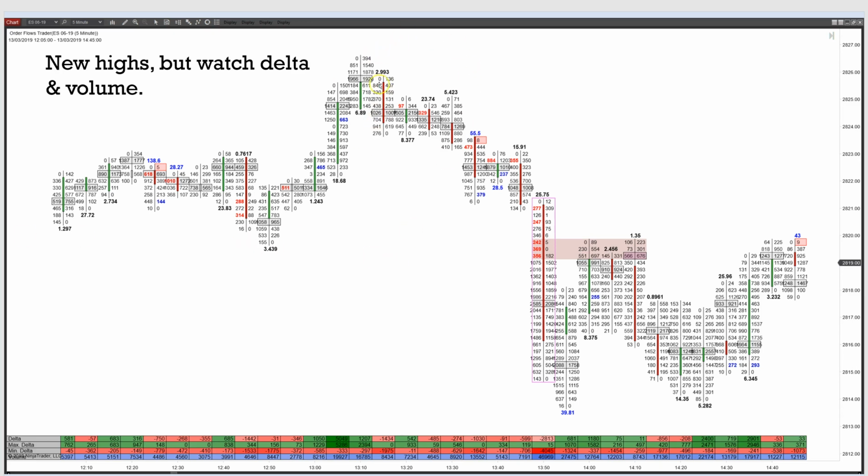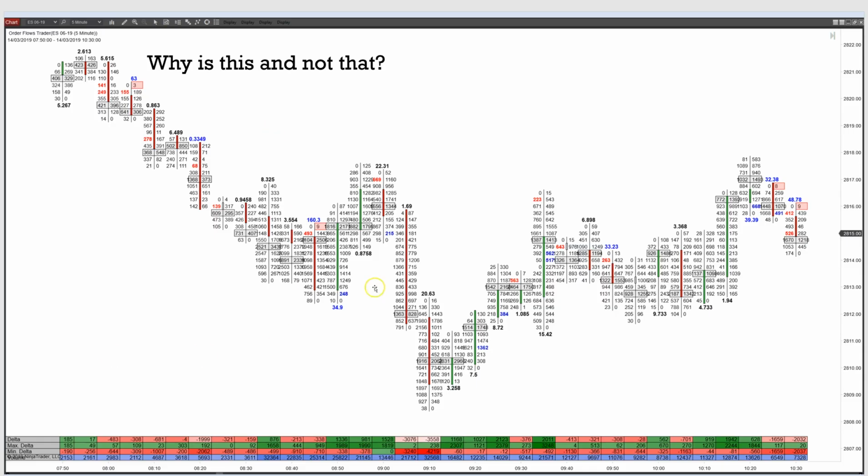So, we're at new highs, but watch the deltas. You're at new highs here. Why is the delta negative? That's not a good sign. Why this and not this?